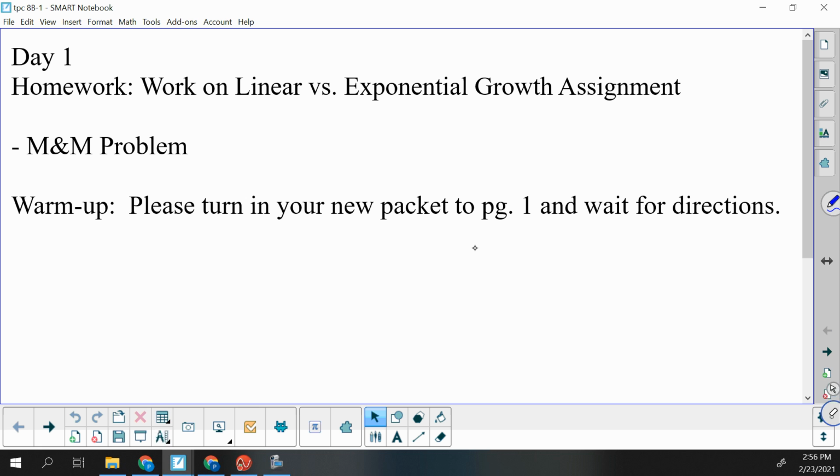All right, welcome to day one of the new unit. So we are in the green unit 8B packet. Notice the first few nights here, you're going to be working on linear versus exponential only. On Wednesday, that's going to be your only work, so it's actually going to be due on Thursday before the start of class, the linear versus exponential assignment.